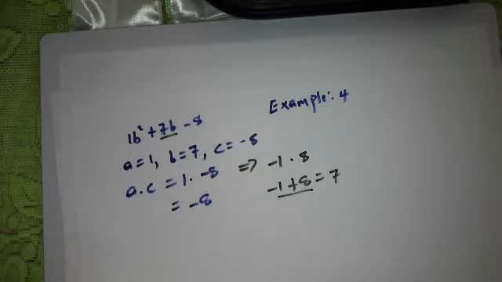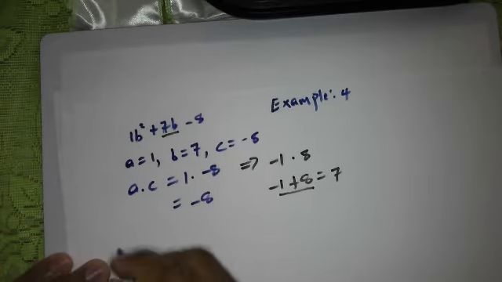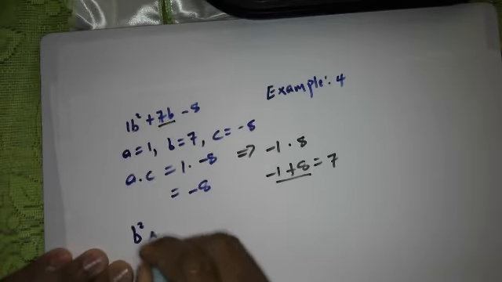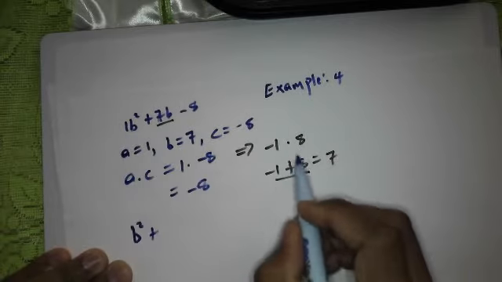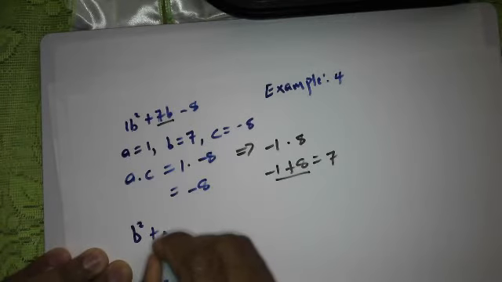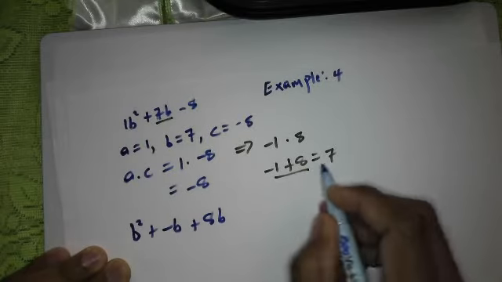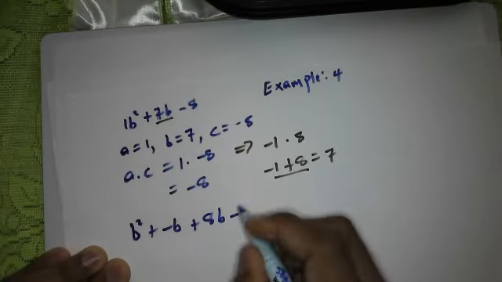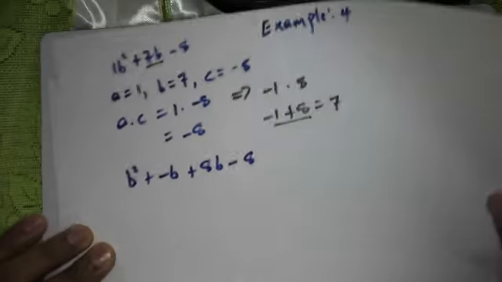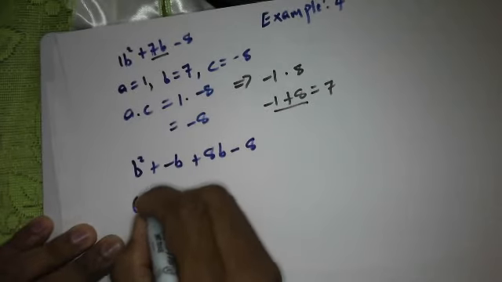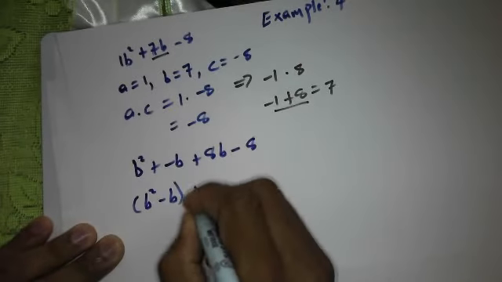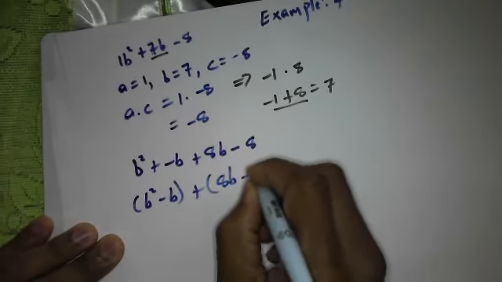Okay? Alright, so let's continue. So it is b squared plus 7b. My 7b takes this form, so that would be negative b, which is this, plus 8b, which is this part here, minus my 8. Okay? My first two terms go inside the parentheses, so that is b squared minus b plus 8b minus 8.